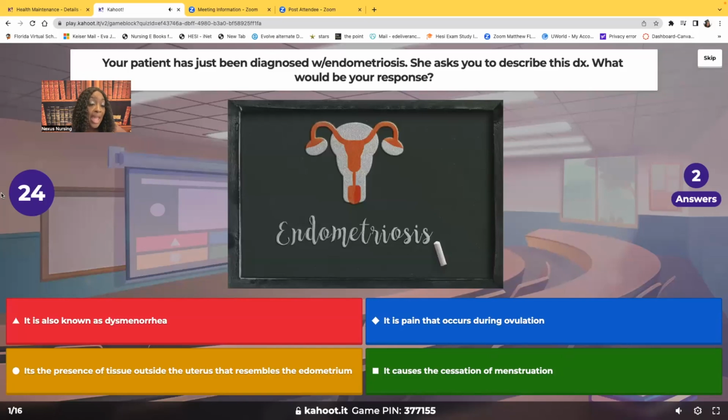It's also known as dysmenorrhea. It's pain that occurs during ovulation. It's the presence of tissue outside the uterus that resembles the endometrium, or it causes the cessation of menstruation. What's your answer?